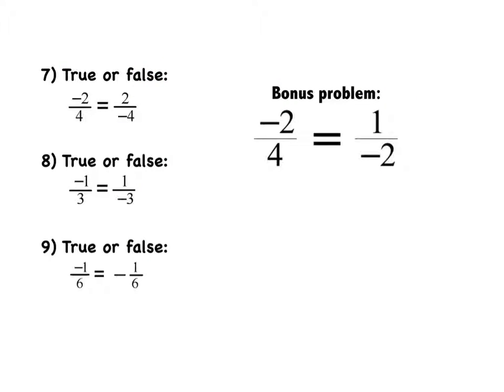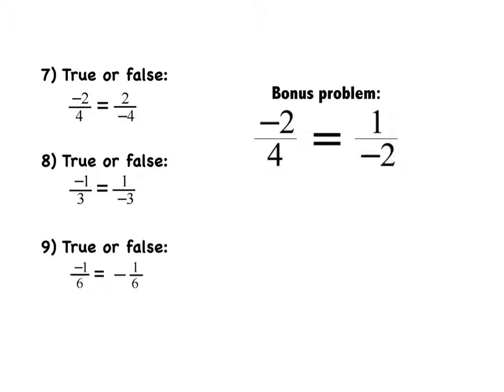All right, try these problems on your own. I want you to try 7 through 9, and there's also the bonus problem you can try if you're feeling super confident with this concept. So let's do number 7. True or false? Negative 2/4 is equivalent to 2 negative fourths.